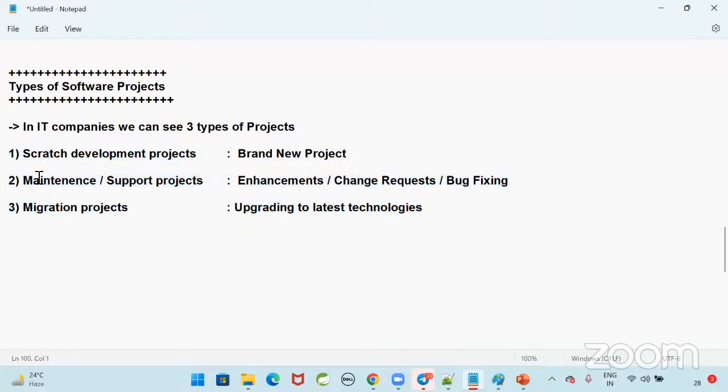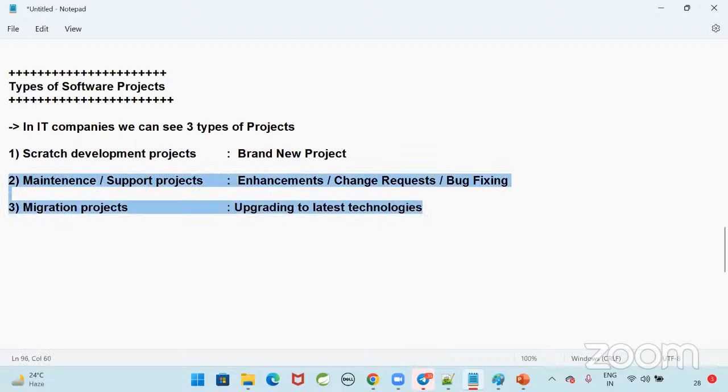If you get a scratch development project, a lot of learning will be there. Initially, you may struggle because you need to do everything from the beginning. If you work in a scratch development project for 1 to 2 years, you will become a master in the technology and technically very strong. In startup companies, you will get that chance. In the MNC, maintenance projects and migration projects will be there.